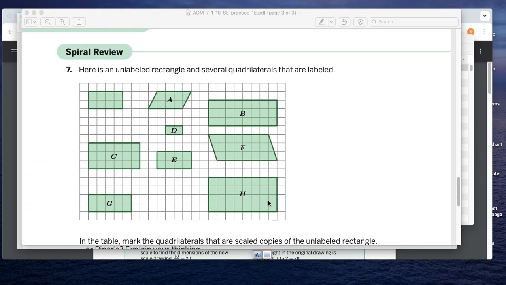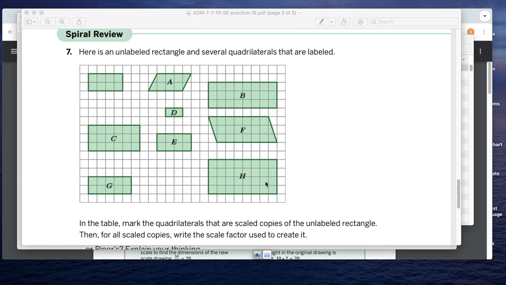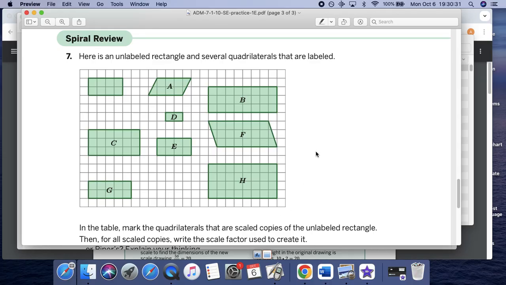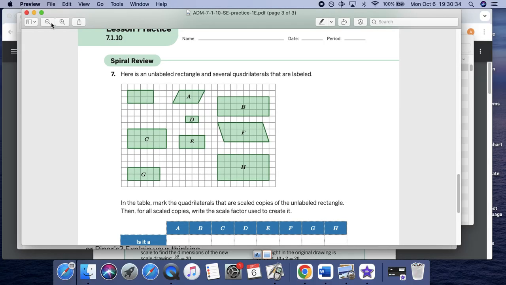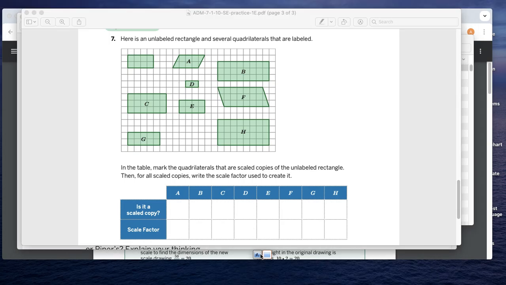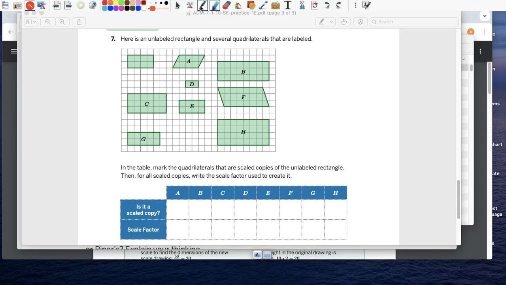Here's an unlabeled rectangle and several quadrilaterals that are labeled. In the table, mark all the quadrilaterals that are scale copies of the unlabeled rectangle. Then, for all scale copies, write the scale factor that was used to create it. Alright, so this is the original. Let me get some measurements here. This is a 2, this is a 4.